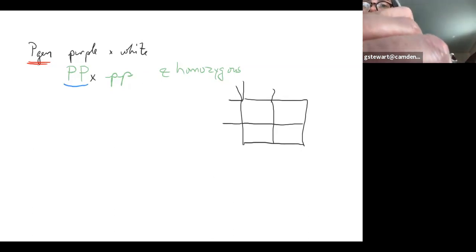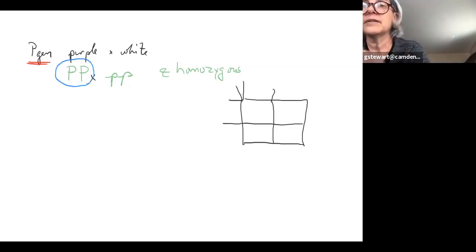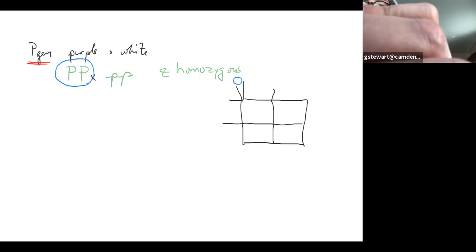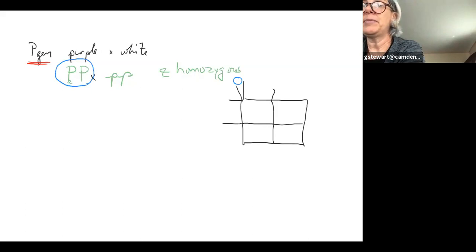I'm going to put this parent, and I'm going to call it just the circle parent. I'm going to put that across the top. And so what I do is I take an anther, in this case, or a pollen grain, because it's a plant, could have either this capital P in it or that capital P in it. That's all that this parent can possibly give.